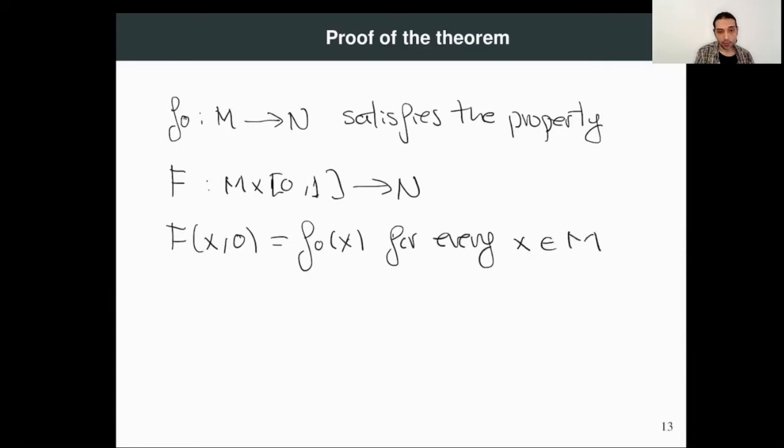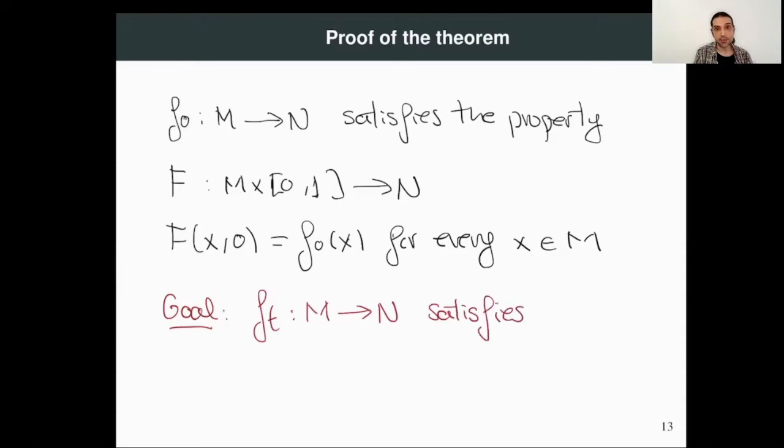And what we want to show in all of these cases, our goal, is actually that the map Ft from M to N also satisfies the property, but obviously it satisfies the property if t is near 0. So that's the approach that we are going to follow in all of these cases with all of these properties.